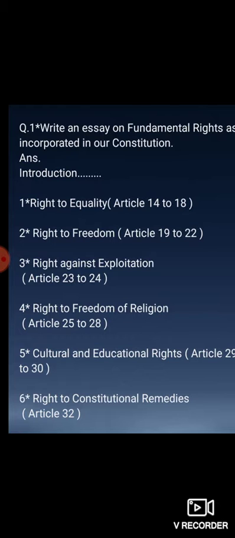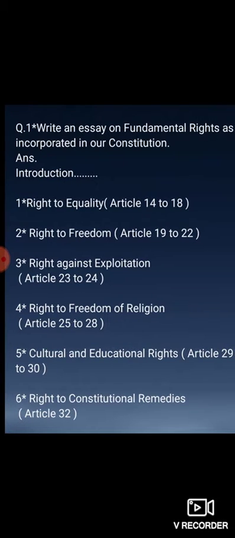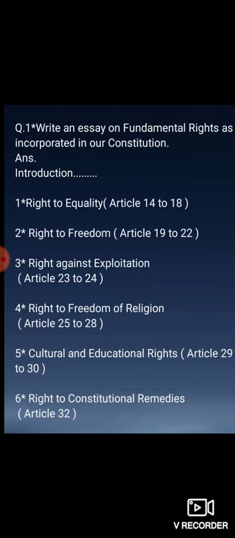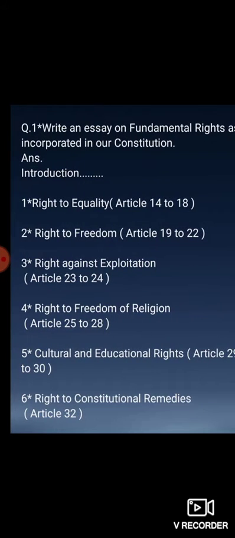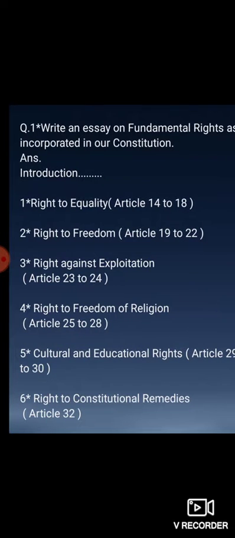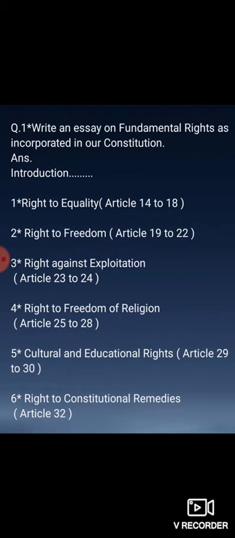Articles 20 to 22 guarantee personal liberty, including Article 21A, right of children to free and compulsory education, Act 2009. Third category is right against exploitation, Article 23 to 24.